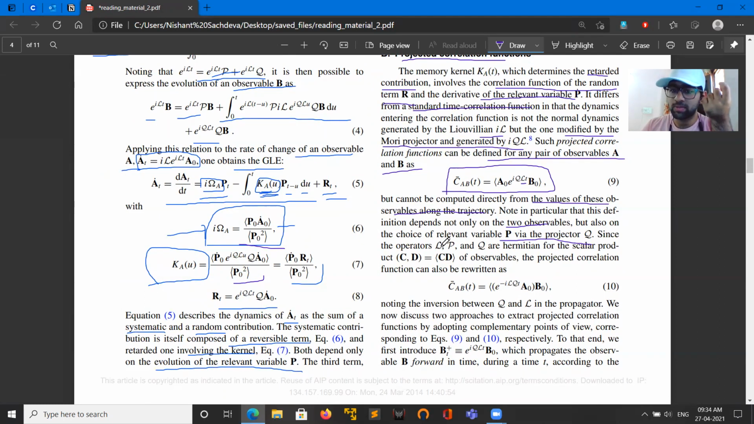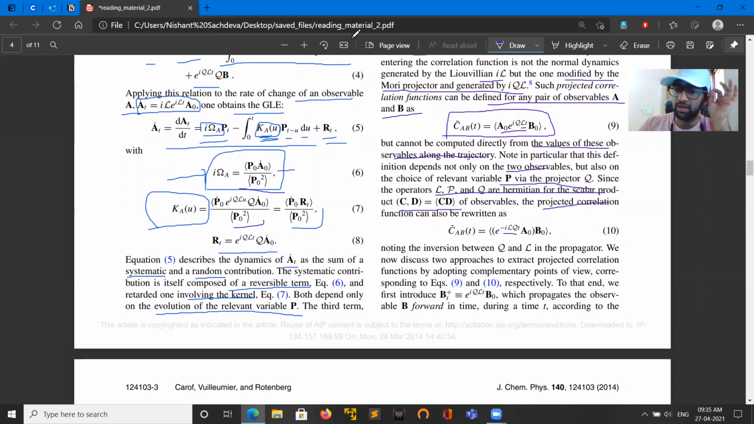Since the operators iL, P and Q are Hermitian for the scalar product, the projected correlation functions can also be rewritten as follows. So they can change the order around because everything is Hermitian. The sign changes and the order can change.